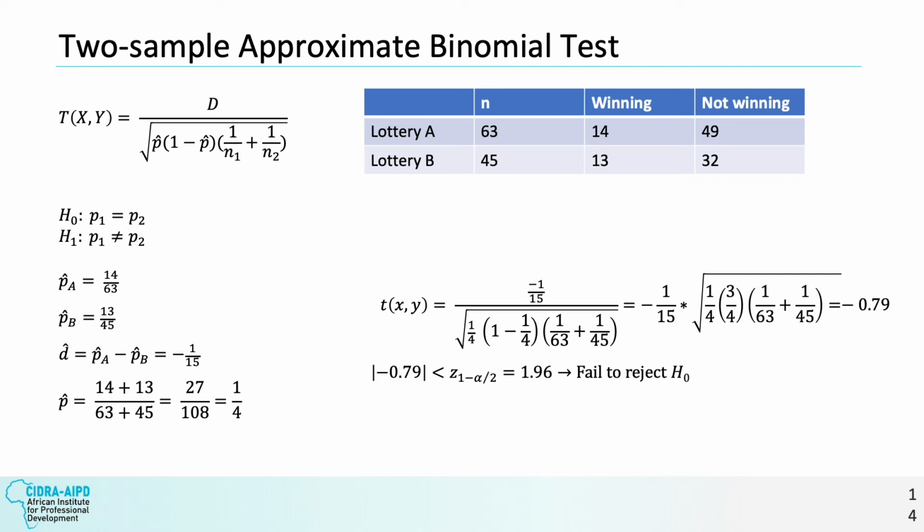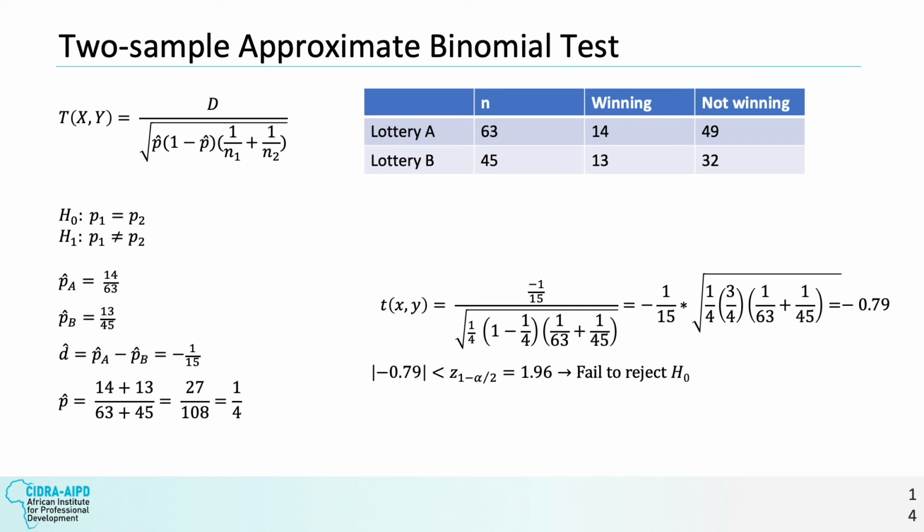We can calculate our probability for lottery A as the probability of winning if you participate, which is 14 divided by 63. Our probability of winning lottery B is 13 divided by 45. Our difference is -1 divided by 15, and our combined probability is 1/4. We use these values to calculate our test statistic, and we find that our test statistic is -0.79.